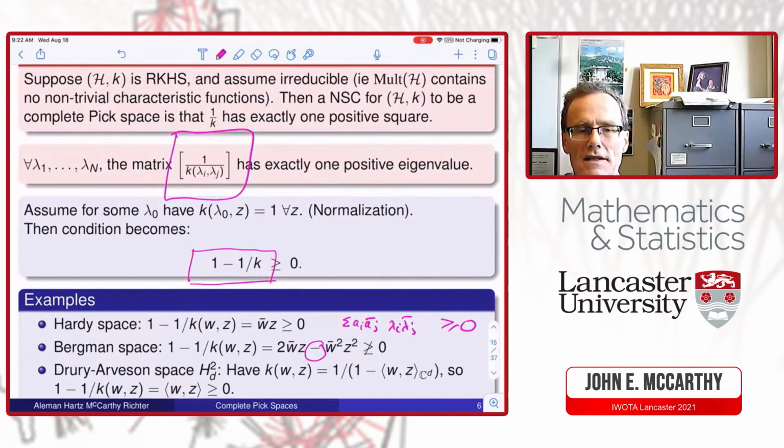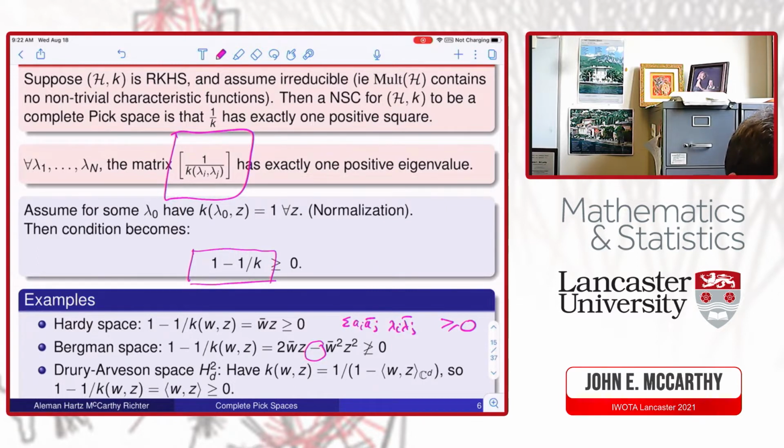A third example is the Drury-Arveson space. The easiest way to define that is just to tell you what the kernel is. Namely, you fix some positive integer d, and then it's a reproducing kernel Hilbert space on the unit ball in C^d. The kernel is 1 over 1 minus the inner product of w with z. Since w and z are both in the unit ball, the inner product of w with z has absolute value less than 1, and this gives us a kernel.